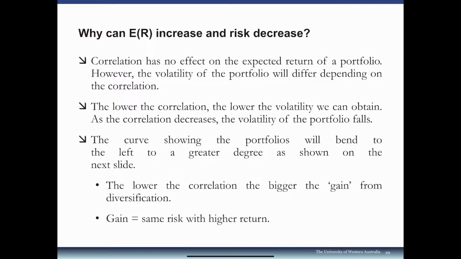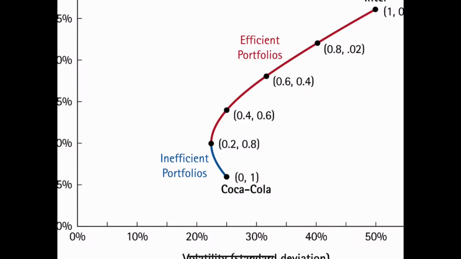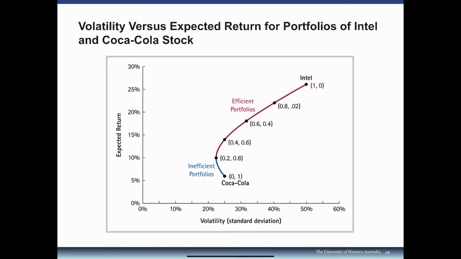So why can ER increase and risk decrease? In this case, why can you observe such cases where you can actually increase return but reduce the volatility? Why would that happen, going from the blue line to the red line?